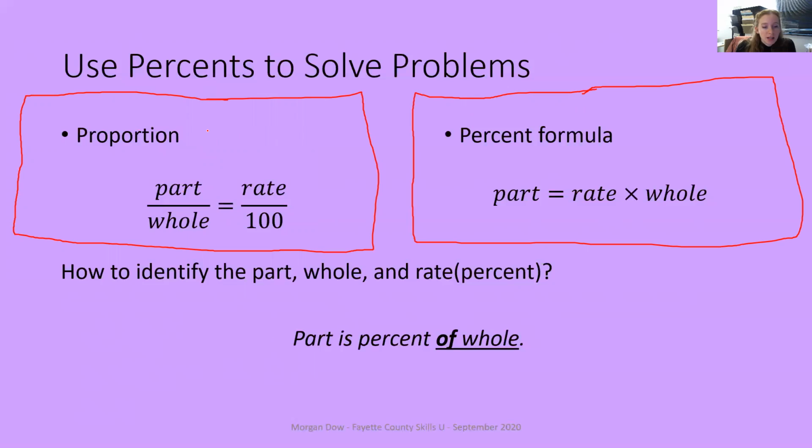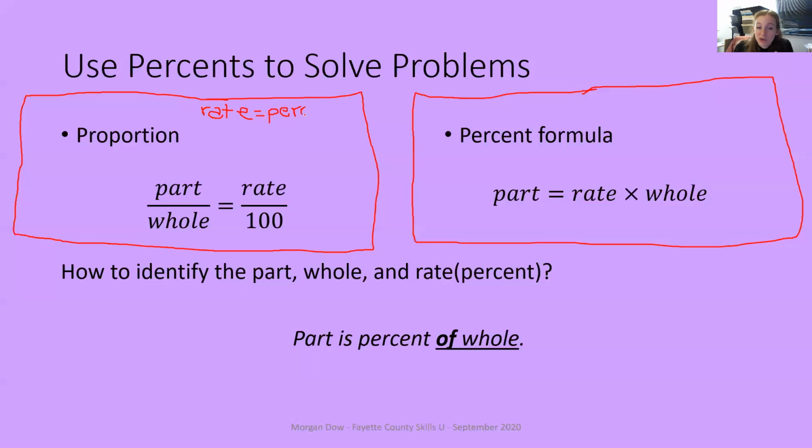So, setting up a proportion. Remember, a proportion is 2 ratios that are equal. So in the case of percents, we'd be saying that the relationship between the part and the whole is equal to the relationship between the rate. And here I use the word rate because that's a good word to know. You want to remember that oftentimes rate just means the same thing as percent.